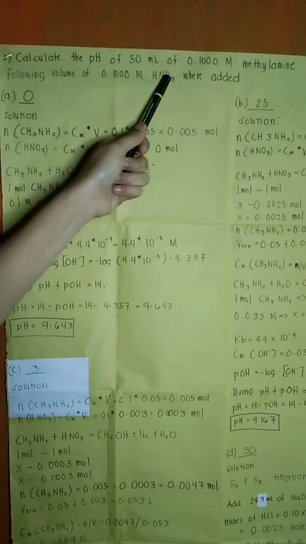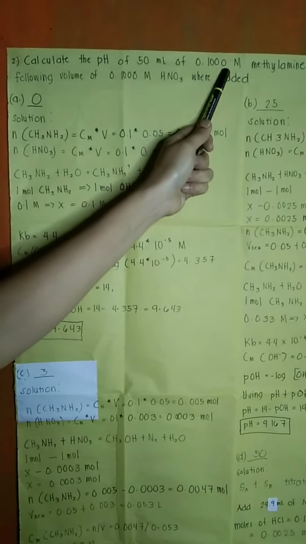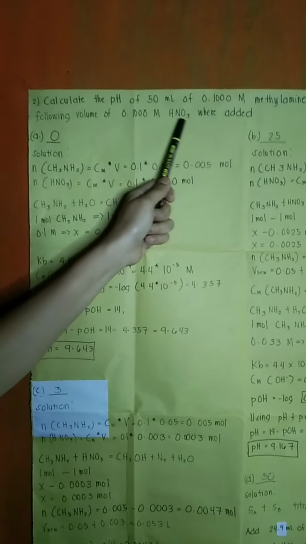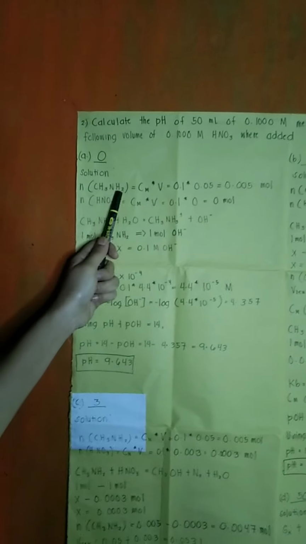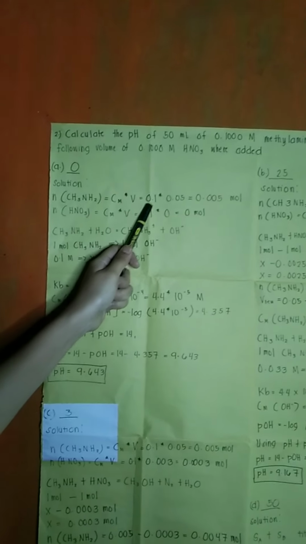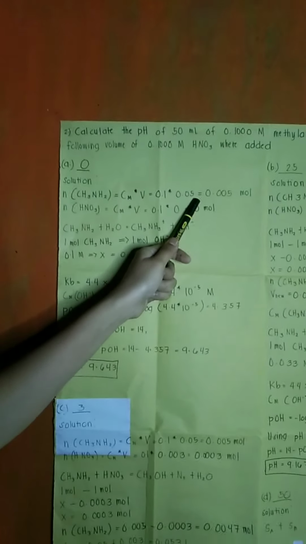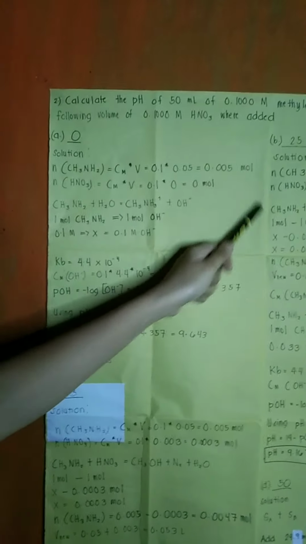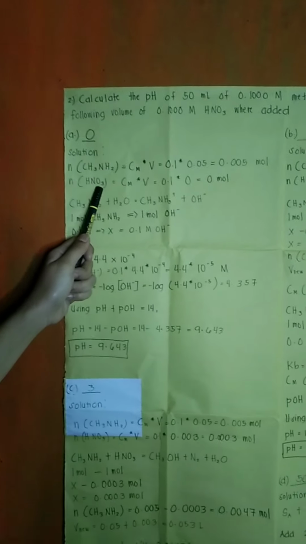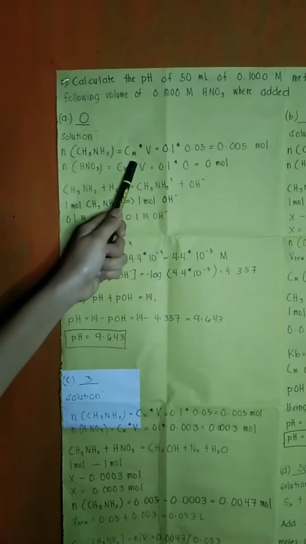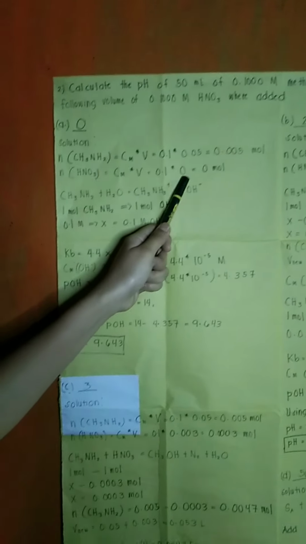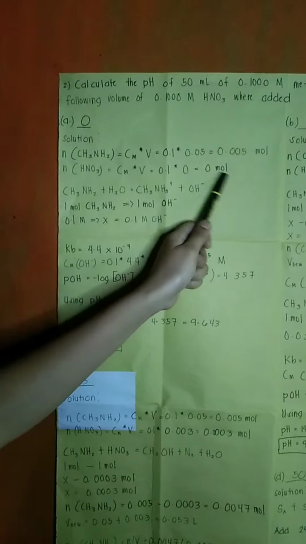Calculate the pH of 50 ml of 0.100 molarity methylamine solution after the following volume of 0.100 molarity HNO3, or nitric acid, were added: 0. So here is the solution of this problem. N of CH3NH2 equals Cm times V equals 0.1 times 0.05. You can get 0.005 mole. N of HNO3, or nitric acid, equals Cm times V equals 0.1 times 0. The answer is 0 mole.